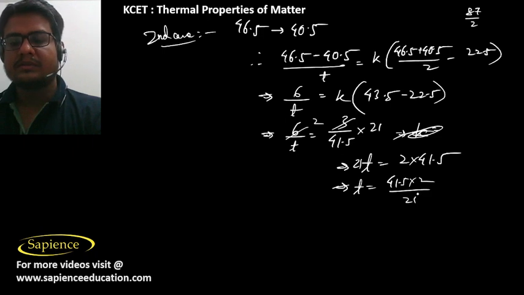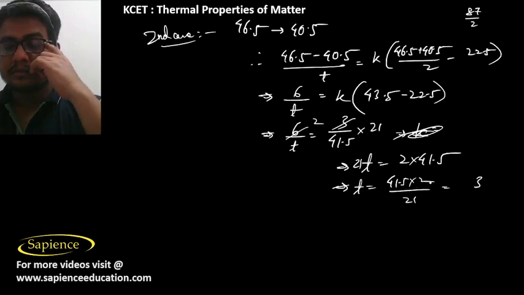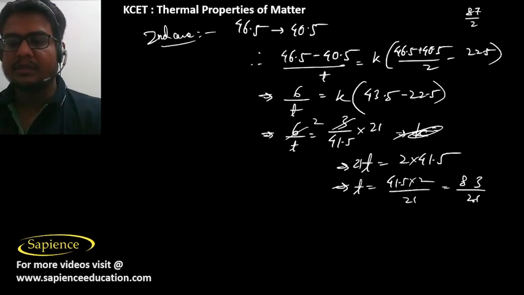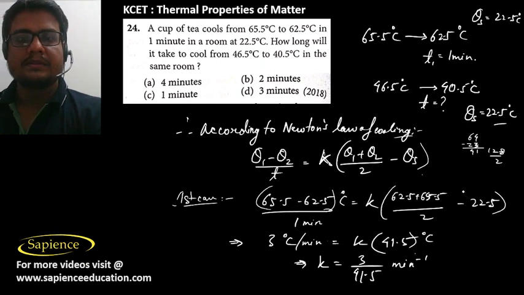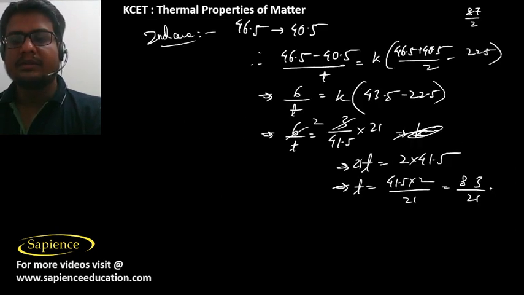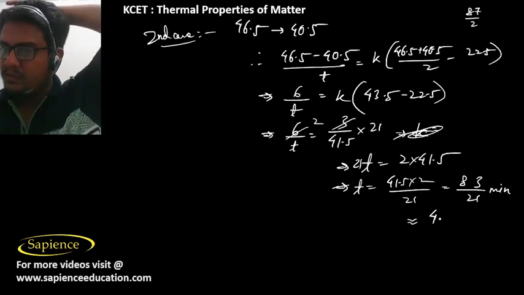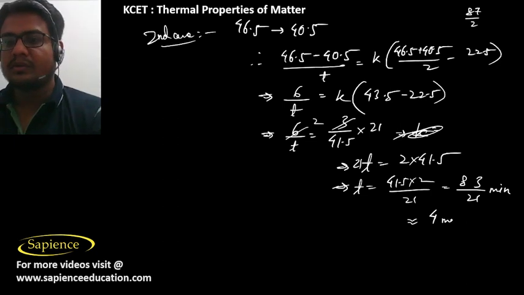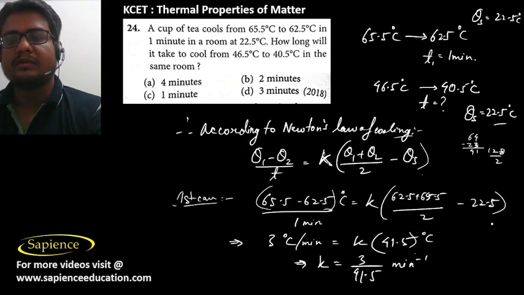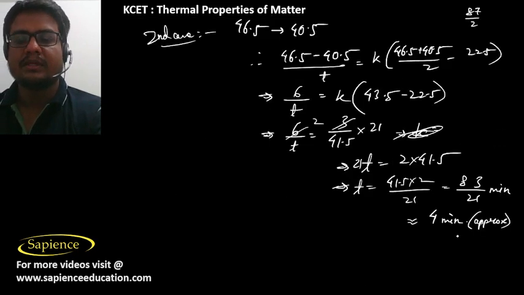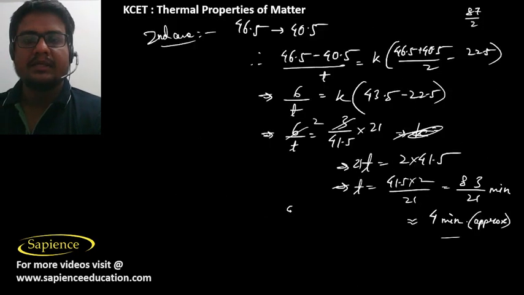So this is 2 5s are 10, 2 2s are 4, 83 by 21 minutes it will take, which is approximately 4 minutes, slightly less than 4 minutes it will take. So option A is the correct answer.